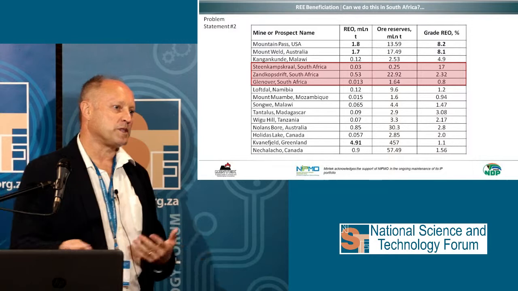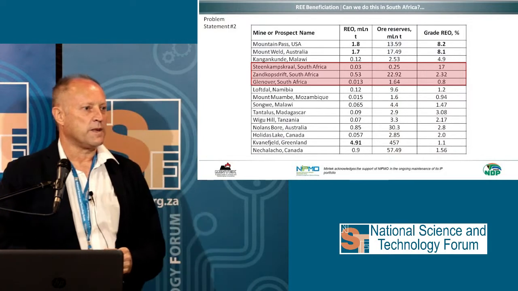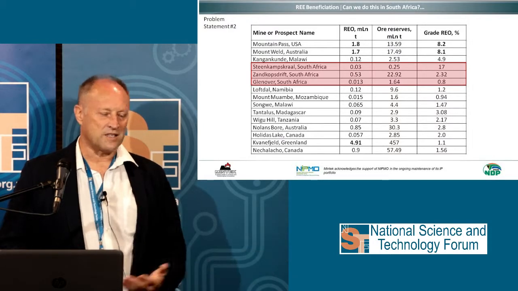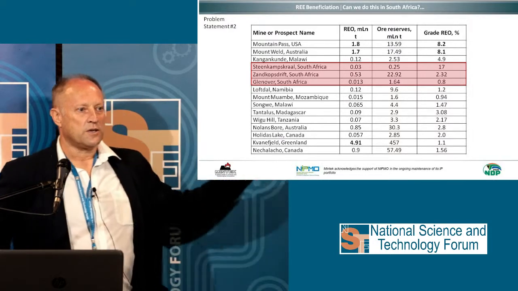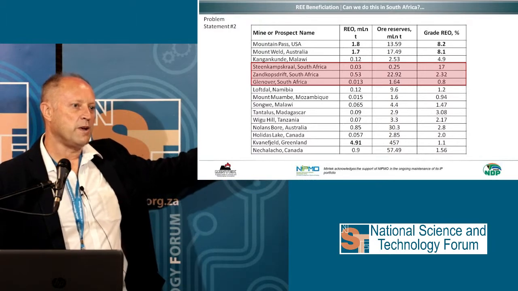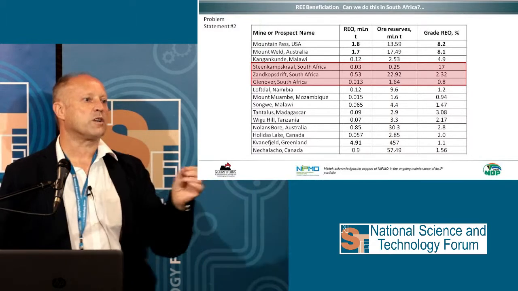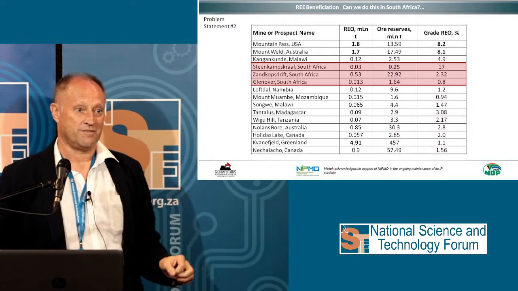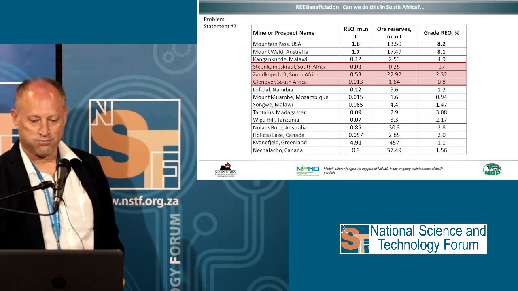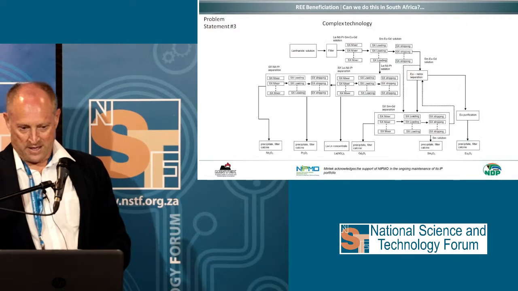Zandkopsdrift, some people say 500,000 tons, some say 900, but it's still not enough to support a refinery of 20,000 tons per annum for 20 years. Steenkampskraal would be done in 2 years, if you have that. So it presents a bit of a problem for us.